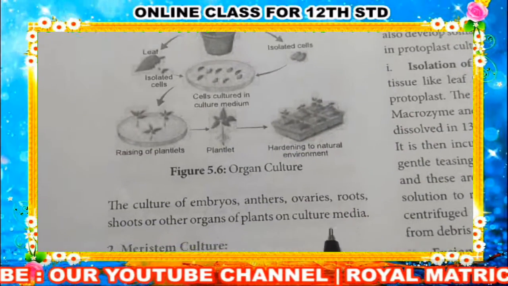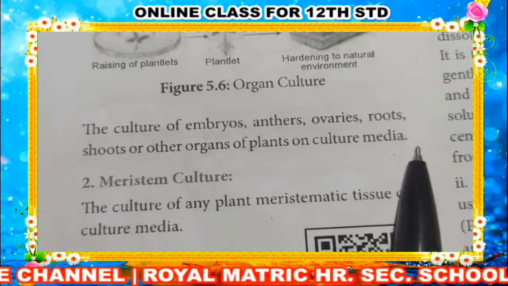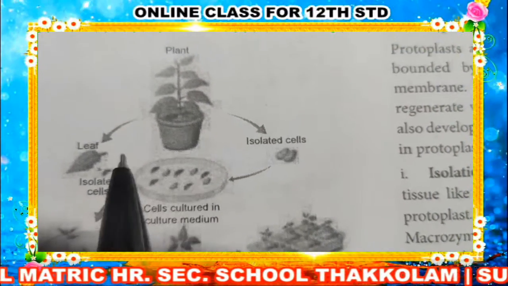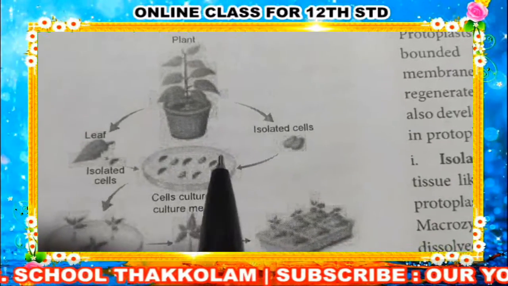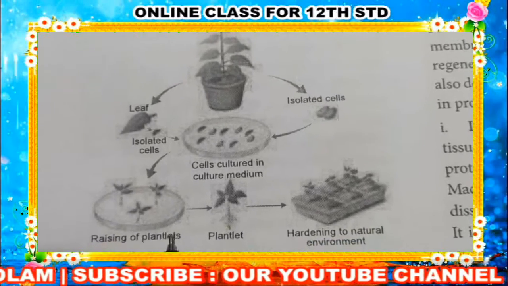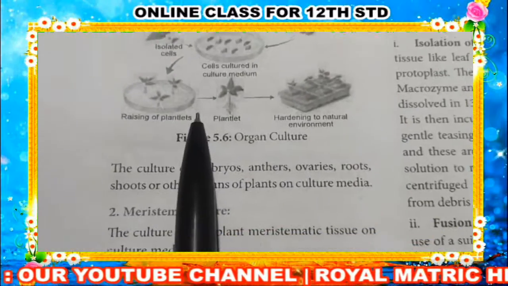Organ means what? Parts of the plants. We are taking the parts of the plant, isolating the cells from them, and growing them in the culture medium. That culture medium will form the plantlet, new plants, and from that they are transferred to the natural medium. That is called organ culture.